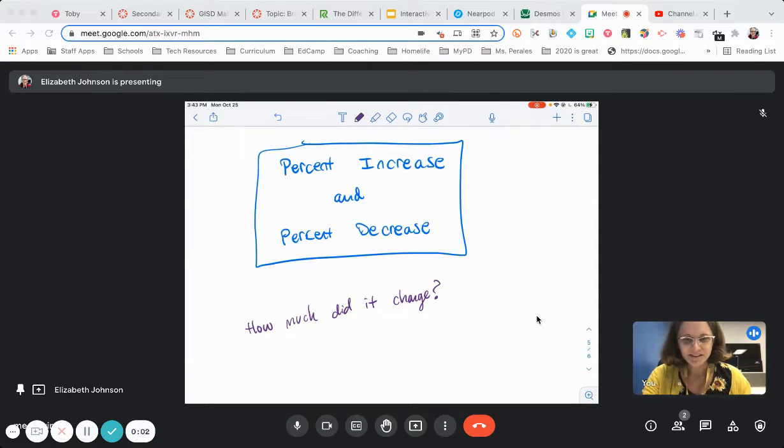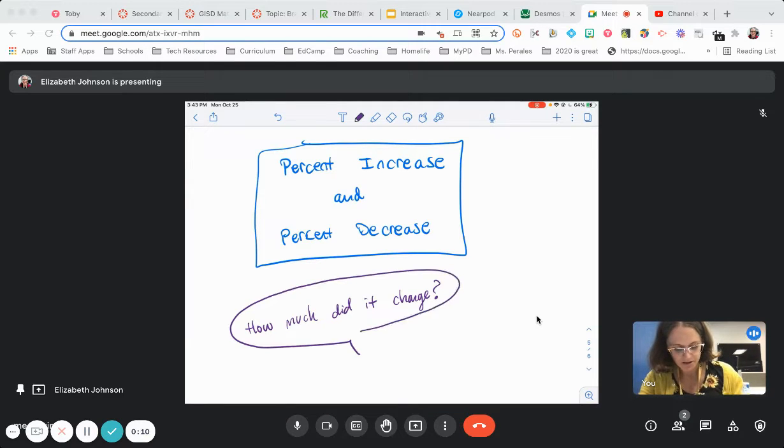So today we're looking at percent increase and percent decrease. And problems related to percent increase and percent decrease are really just answering this question: How much did it change? And when we talk about how much did it change, we want to answer that question in the form of a percent. So let's look at an example.